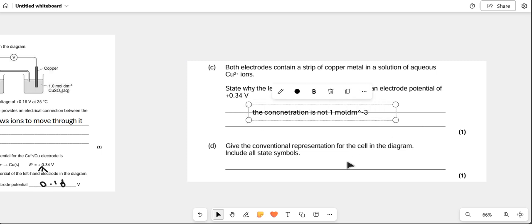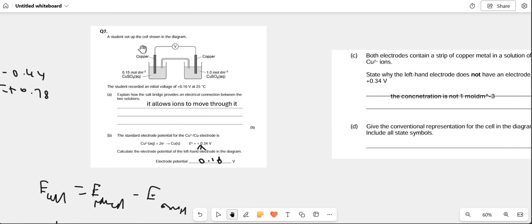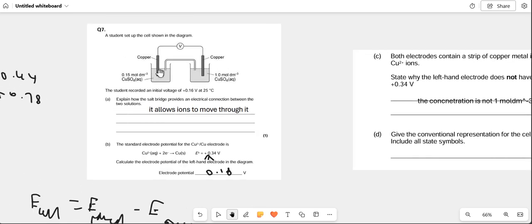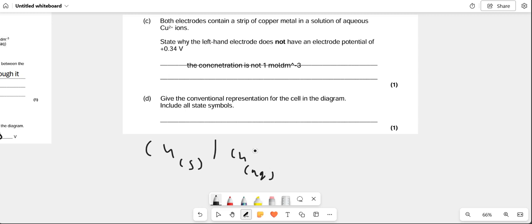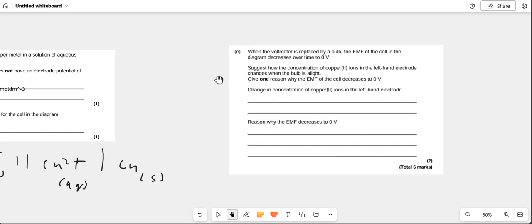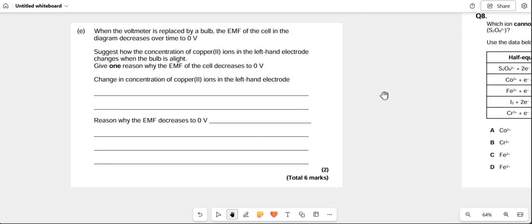Alright. Give a conventional representation for the cell in the diagram. So you've got a copper electrode, then it's turning into Cu2+ ions, aqueous. Then you get a salt bridge, then Cu2+ here, and then a copper electrode again. Not much going on, so just write that. It says include state symbols. So Cu solid, change of phase to aqueous, Cu2+, salt bridge, Cu2+ aqueous, and then change of phase again to the solid electrode, Cu(s).